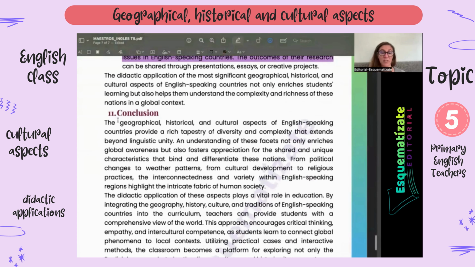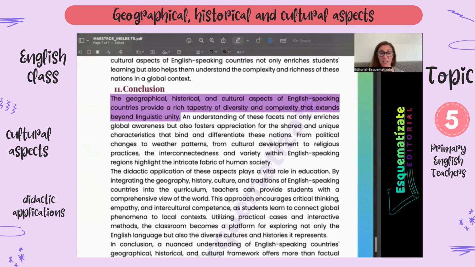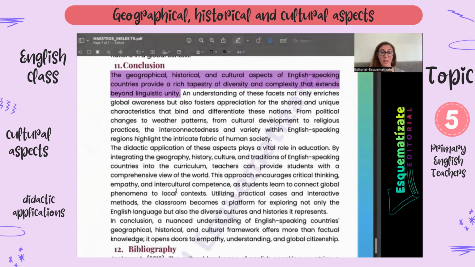So, in conclusion, geographical, historical, and cultural aspects of English-speaking countries provide a rich tapestry of diversity and complexity that extends beyond linguistic unity. So an understanding of these areas not only enriches global awareness, but also fosters appreciation for shared and unique characteristics that bind and differentiate these nations. Political changes, weather patterns, cultural development, religious practices, interconnectedness, and variety highlight all of these things.